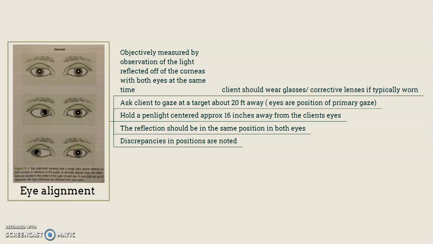So this picture just shows the centered light where it's the same in both. But then you see on the next picture, one is in the center and one is a little bit down. And that notes a deficit in eye alignment.